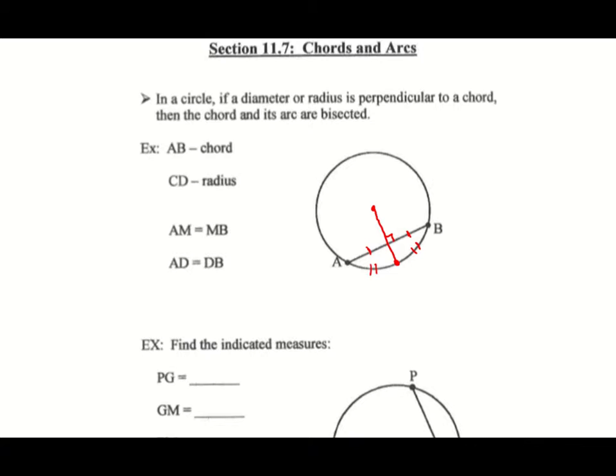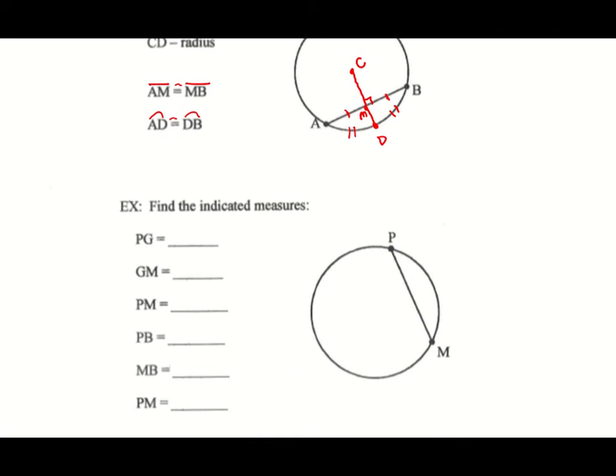So if we have our example, AB, our line, is our chord, and CD, call these points C and D, is our radius. Then we know that AM, let's call this M since it's our midpoint, segment AM is equal to MB, and arc AD is equal to arc DB. And we can make these our congruent symbols. They are congruent. Okay, so that is our rule for our radius bisecting our chord.